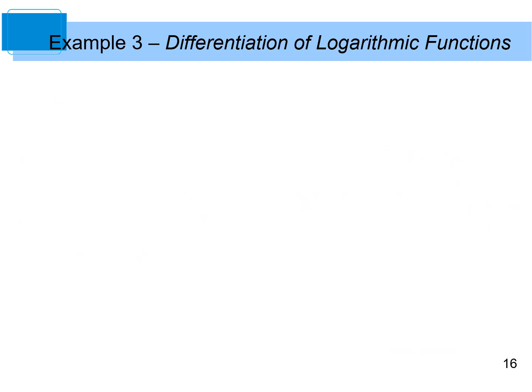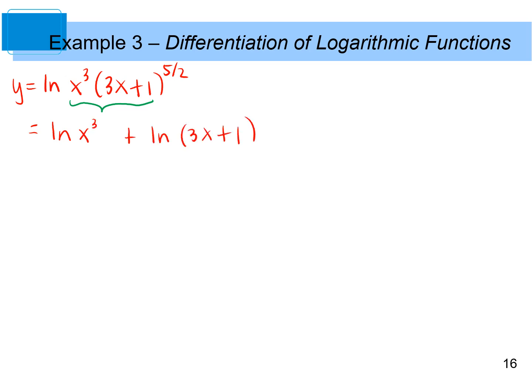Now let's try derivatives of natural logarithmic functions wherein we need to apply the properties we discussed earlier. Let's have y is equal to ln of x cubed times (3x plus 1) quantity raised to 5 over 2. So here we have a product, so we apply property 2 wherein we can separate this into a sum. You have ln of x cubed plus ln of (3x plus 1) raised to 5 over 2.